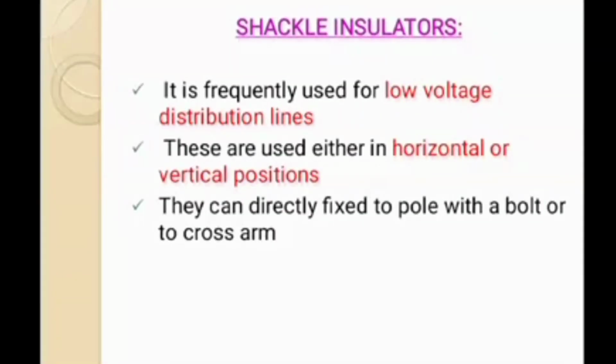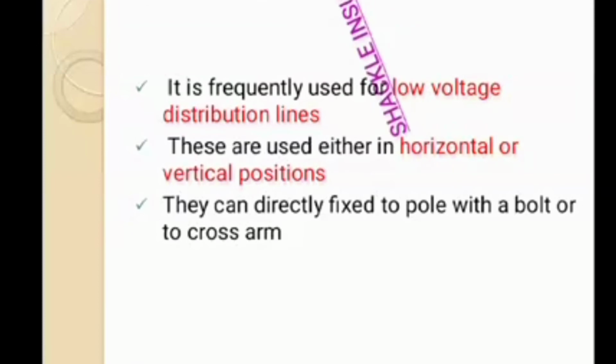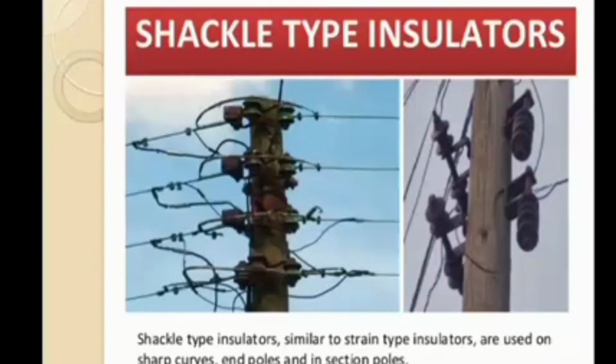Next one, shackle insulator. It is frequently used for low voltage distribution lines. These are used in either horizontal or vertical positions. And the main advantage of this shackle type insulator is that it is used to change the position of the transmission line on the distribution side. This is a practical image of shackle type insulators.